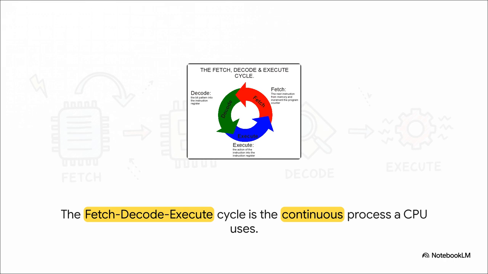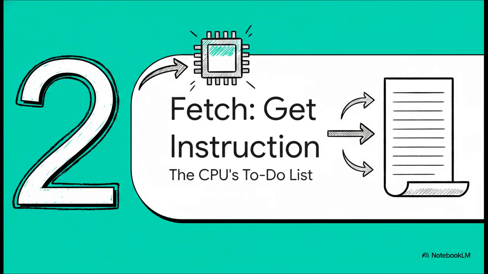A computer doesn't run a whole program at once. Nope. It just runs one tiny instruction and then immediately loops back to grab the next one. This cycle is the engine that drives the whole show. So let's start with that first beat, fetch. It makes sense, right? Before a CPU can do anything, it needs to know what to do.